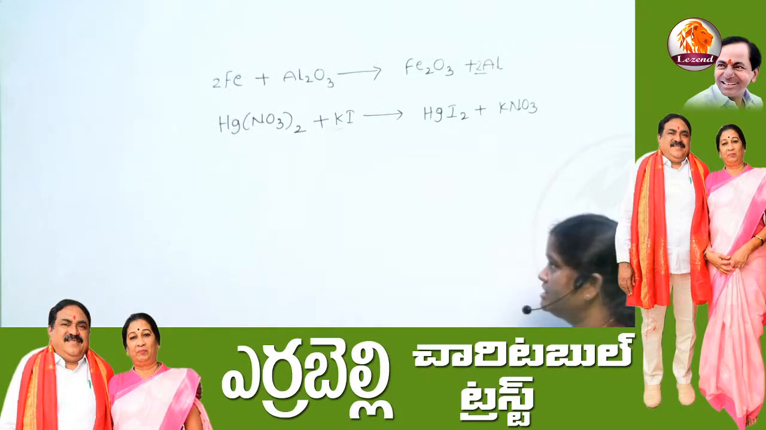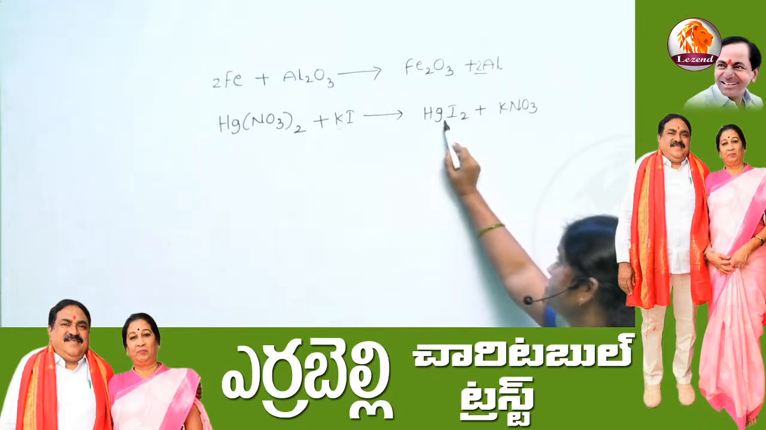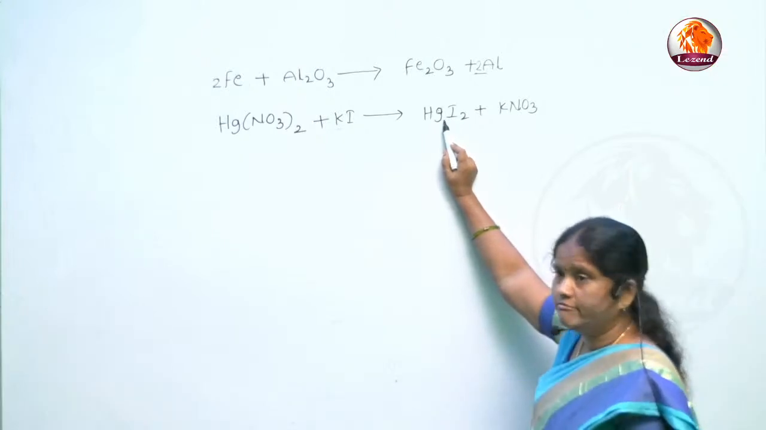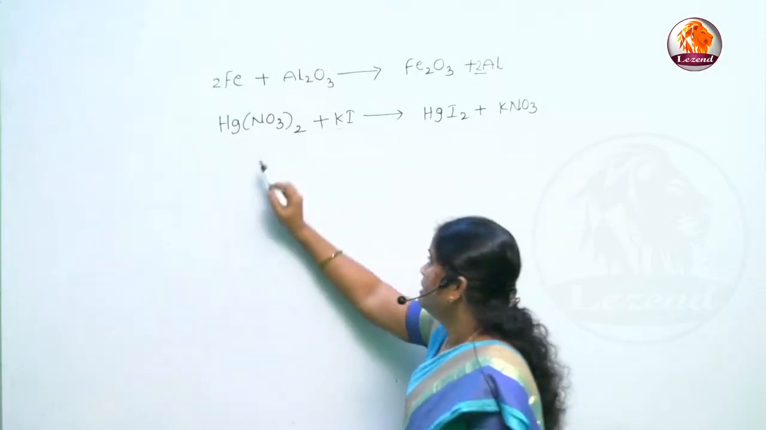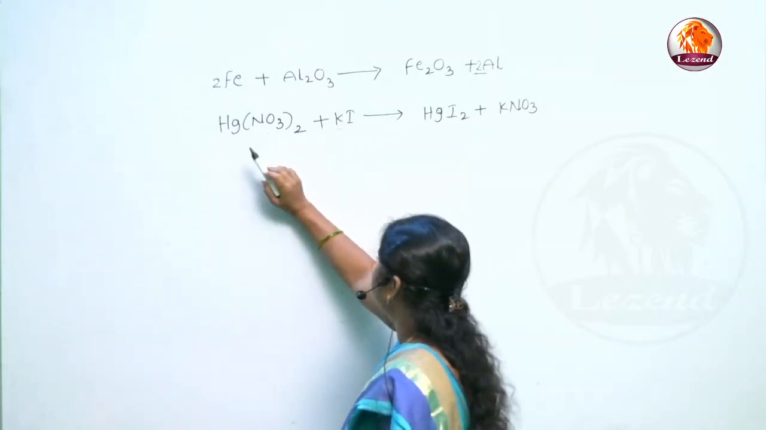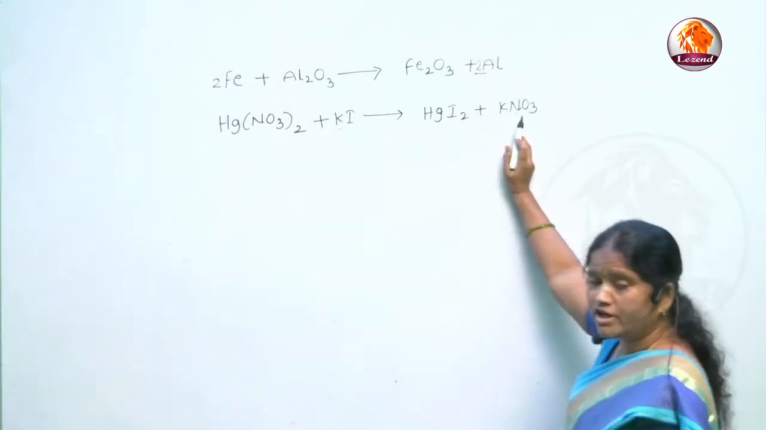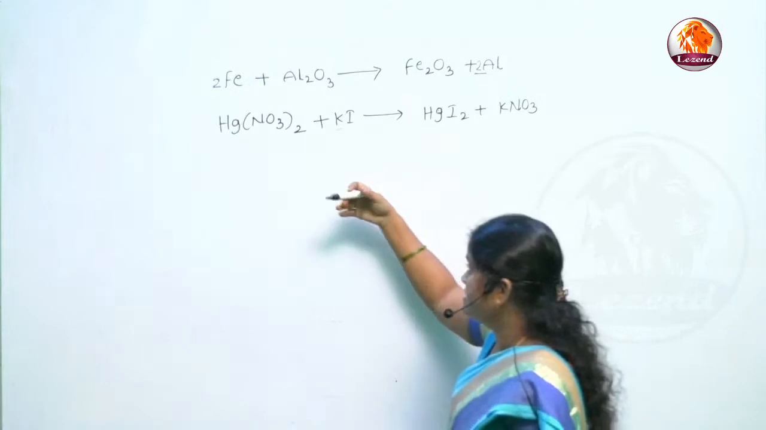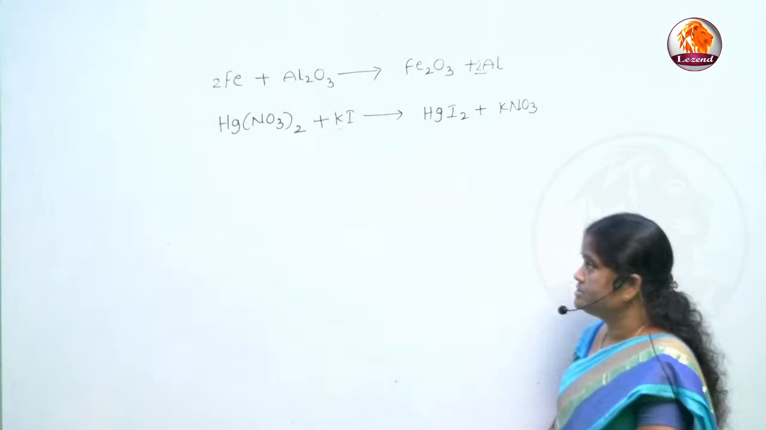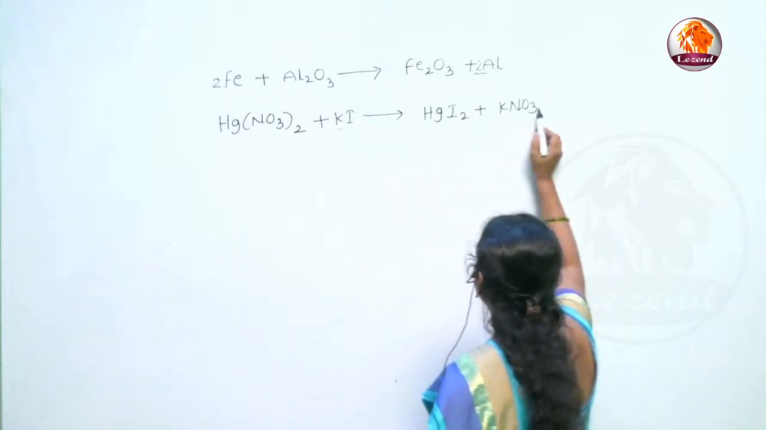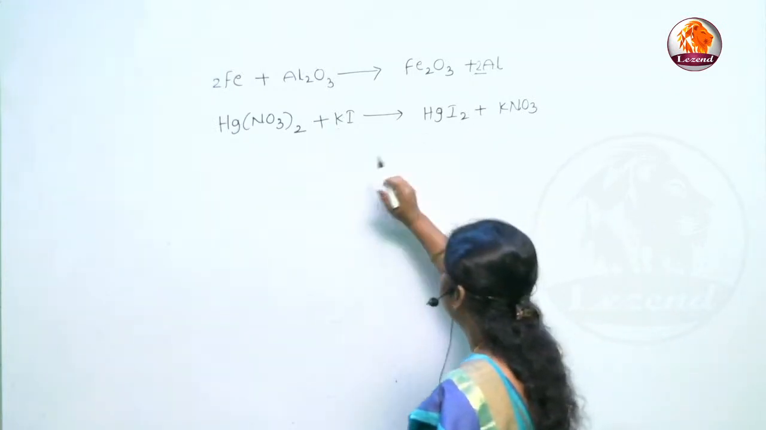On the right side, compare the atoms of mercury. In mercuric iodide there is no subscript, so 1 atom of mercury. Mercury atoms are 1 on both sides. Nitrogen atoms: 2 at the reactant side, but in potassium nitrate we have only 1 nitrogen. Nitrogen atoms are not balanced, we need to balance. Oxygen atoms at the reactant side are 2 threes, 6, but here at the product side only 3. Oxygen atoms also need to be balanced.